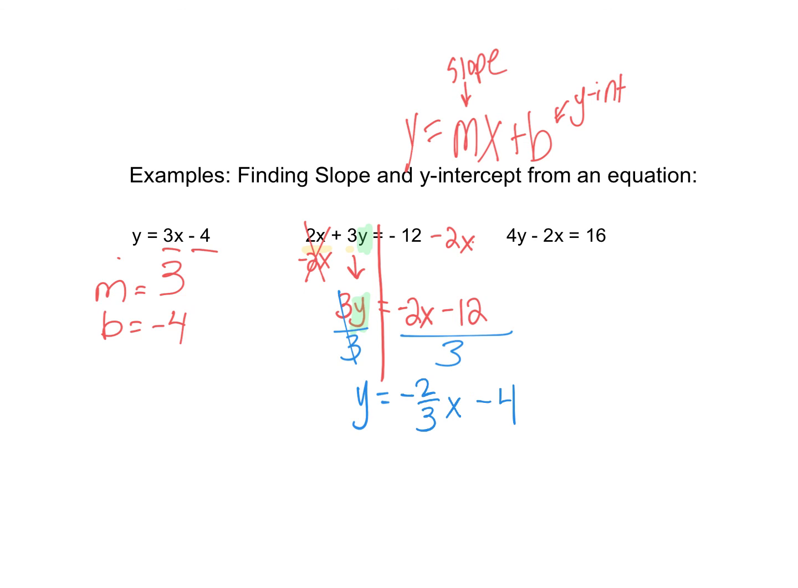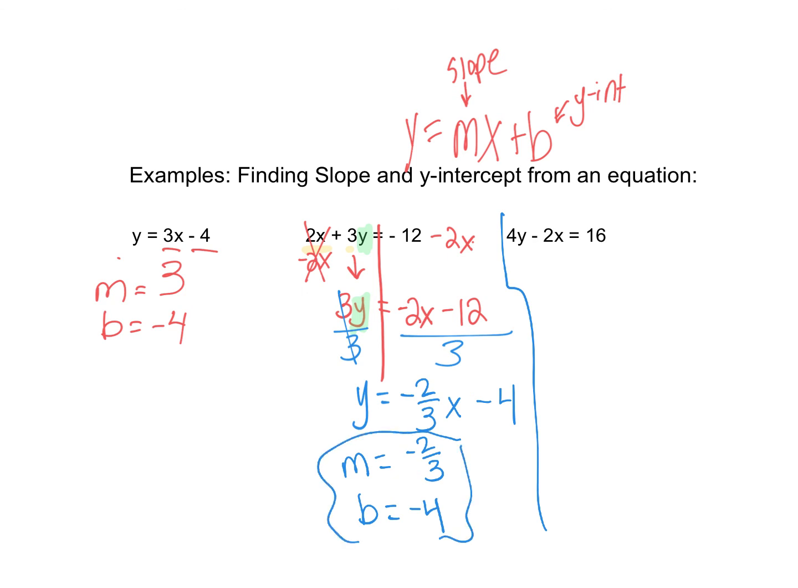So now I have an equation in slope-intercept form, and I can tell you the slope and the y-intercept just by looking at it. The m, or the slope, is the negative 2/3, because that's the one with the x. The b, or the y-intercept, is the negative 4. And again, we can't see that unless we rearrange it into slope-intercept form first. Let's do one more like that together.